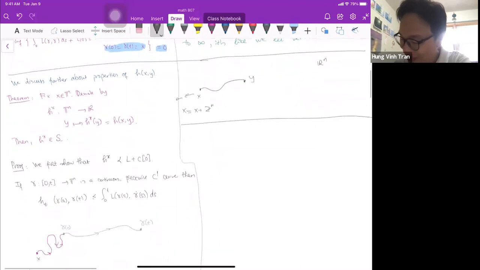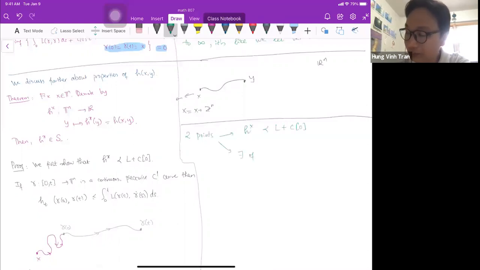So we have to prove two points that we need to address. The first point is that I need to prove that the function h of x is dominated from above by L plus C naught. And the second point is that I need to prove the existence of calibrated curves. Going the dynamical systems way, those are exactly the two points you need to prove.